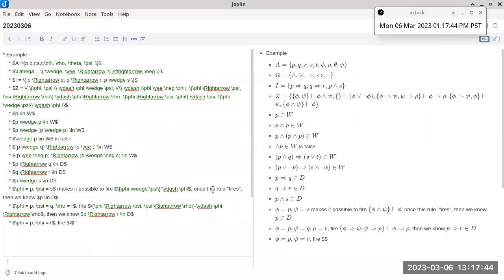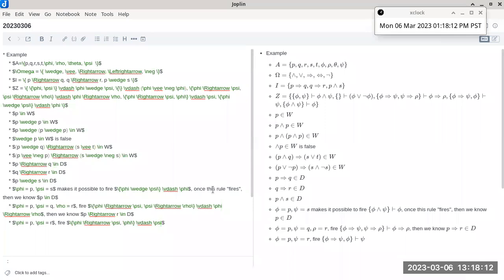That would be the second to the last one, where we have phi implies psi, and then we have phi all by itself on the left-hand side of the inference. And then we do a turnstile to the other side, which is the psi. Okay, so are we doing okay so far?